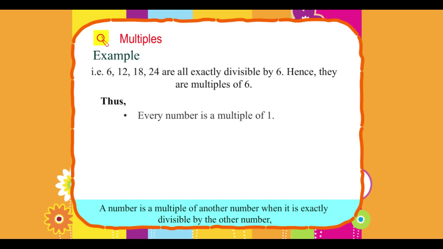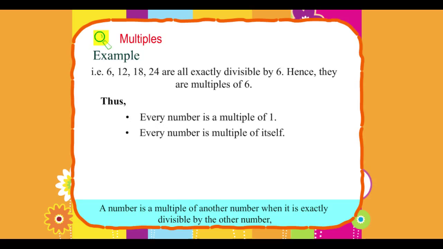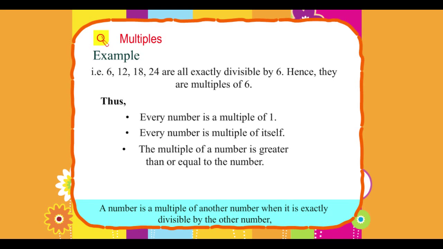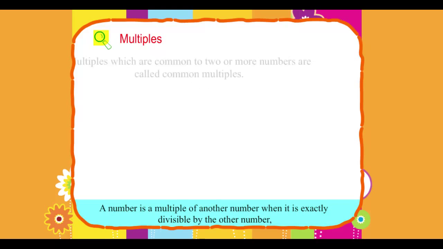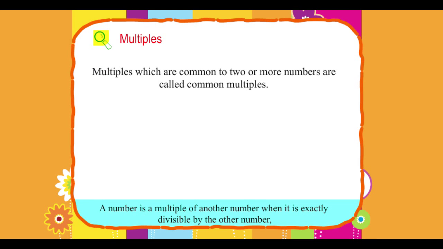Thus, every number is a multiple of 1. Every number is a multiple of itself. The multiple of a number is greater than or equal to the number. Multiples which are common to two or more numbers are called common multiples.